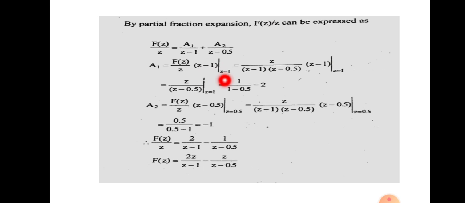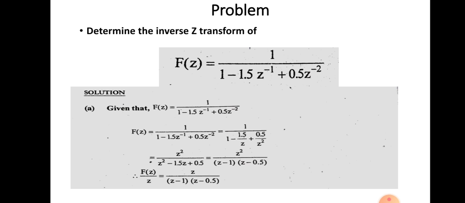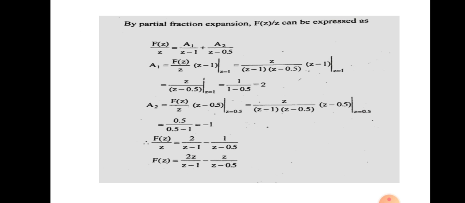So when you substitute the values of f of z by z, what is f of z by z? F of z by z is this. This into this quantity, and put z equal to 1. So you will get a1 equal to 2. Similarly, a2 can be found by f of z by z into z minus 0.5, putting z equal to 0.5. So you will get a2 equal to minus 1. So you can substitute those values in this equation. So f of z by z equals 2 by z minus 1 minus 1 by z minus 0.5.